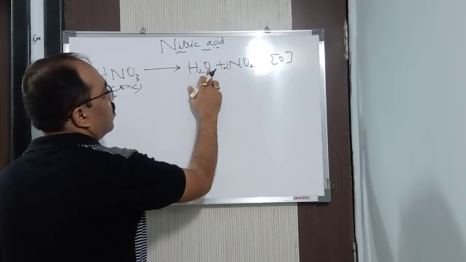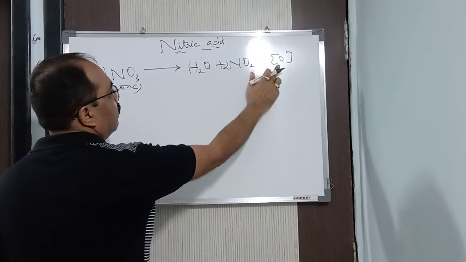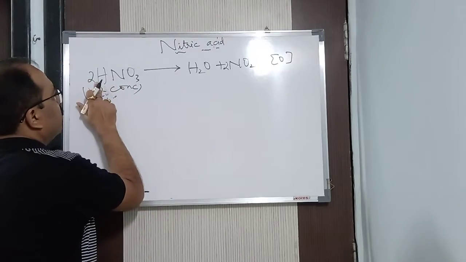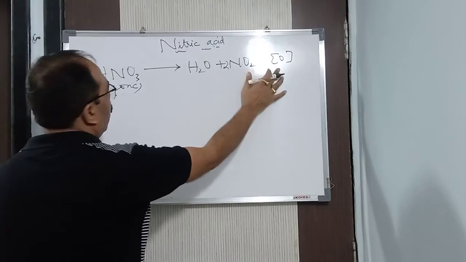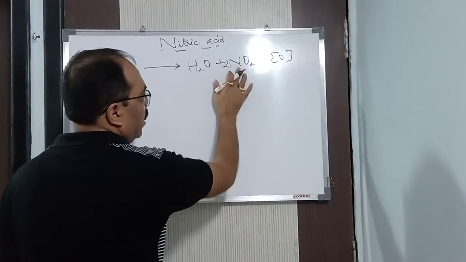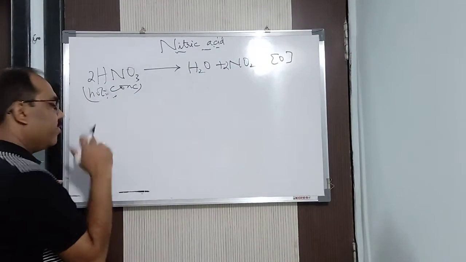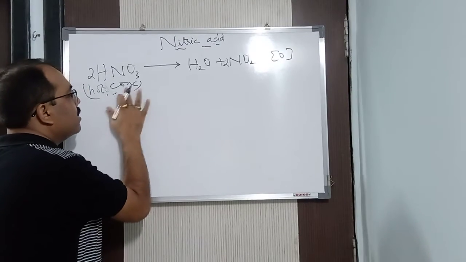Now count the number of oxygen. 4 plus 1, 5, 1, 6. See here, 2 3 is 6. Hydrogen is 2, hydrogen is 2, nitrogen is 2, nitrogen is 2, balanced. That means with hot and concentrated I get one nascent oxygen and nitrogen dioxide gas is evolved. In this way, fine. Now what I said, it acts as an oxidizing agent.